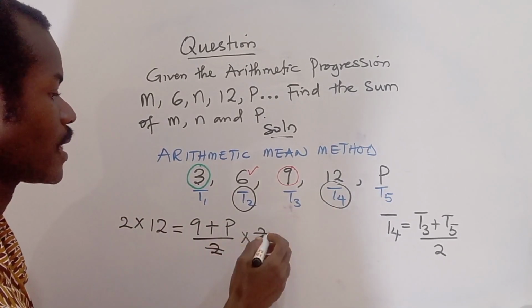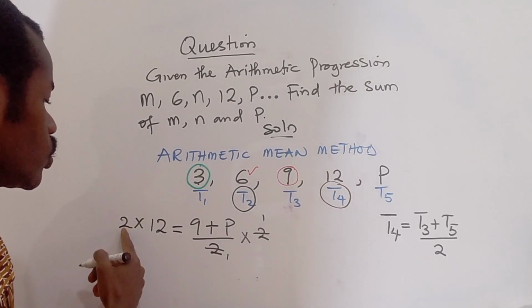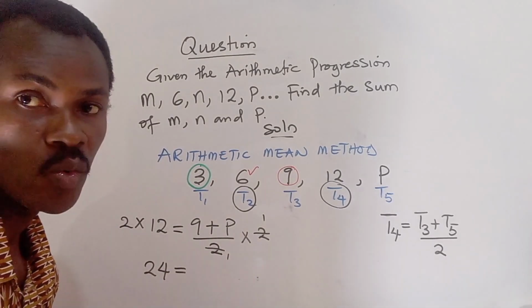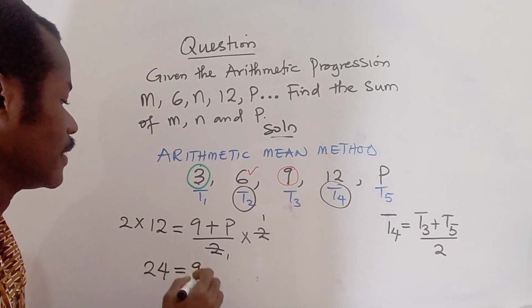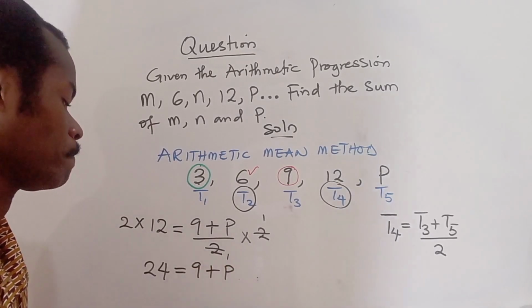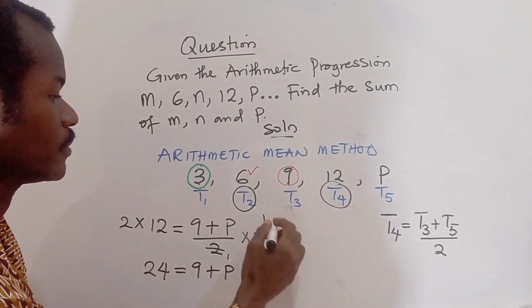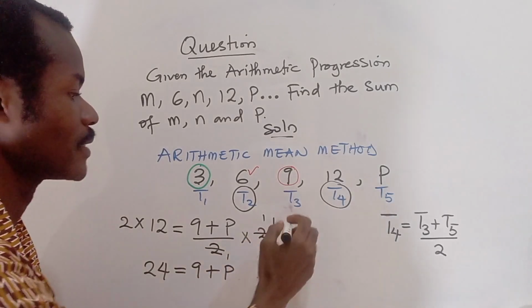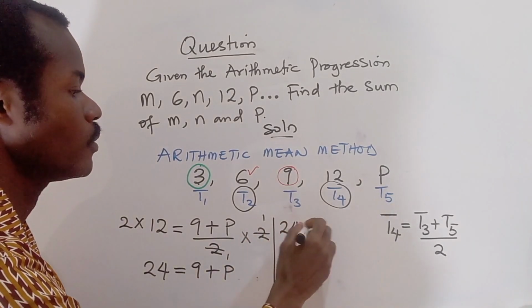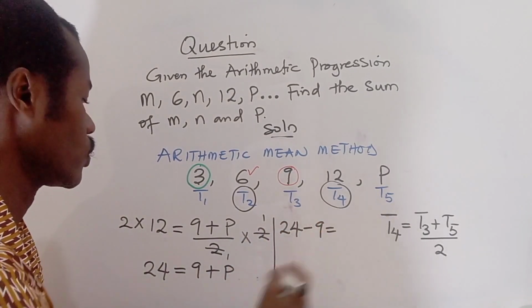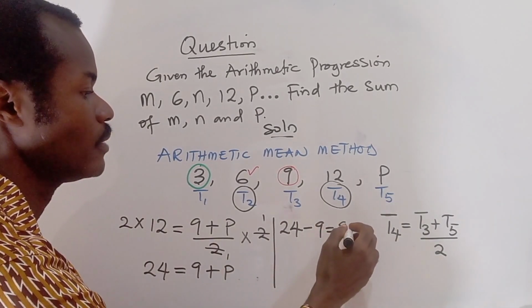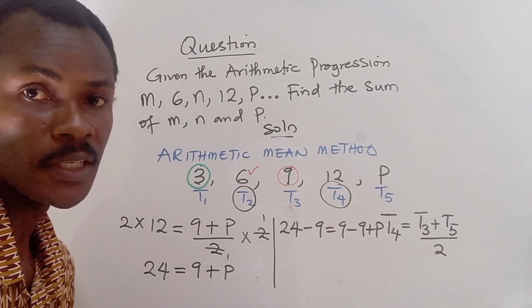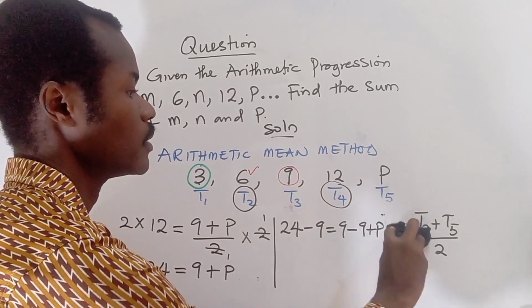So this 2 can cancel out this 2, which is 1, 1. So 2 times 12 is 24. So 24 equals 9 plus p. Now from this, how do we find p? By making it the subject. We are going to subtract 9 from both sides. So 24 minus 9 equals 9 minus 9 plus our p.